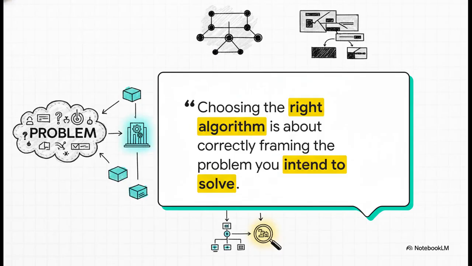And this really brings us to the most important takeaway of all. As an AI architect, your biggest job isn't just memorizing what each network does, it's about being able to look at a problem and frame it correctly. If you can deeply, truly understand the nature of the problem you're trying to solve, the problem itself will practically scream which architecture you should be using.